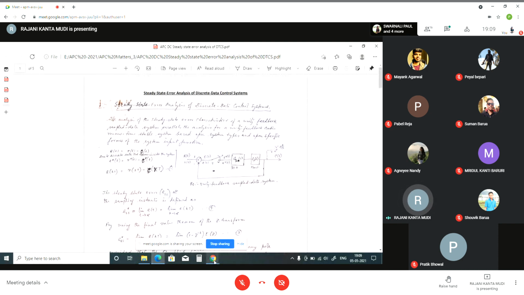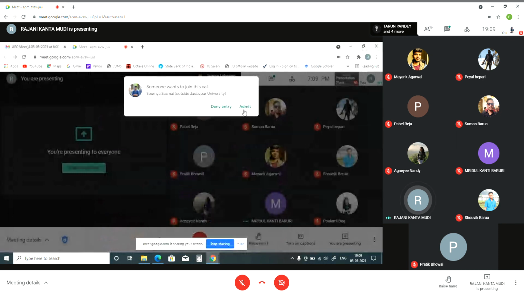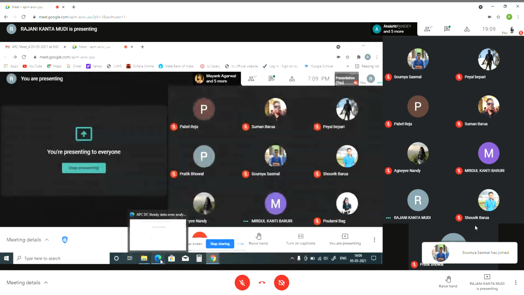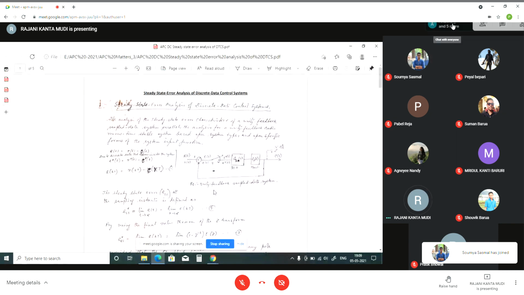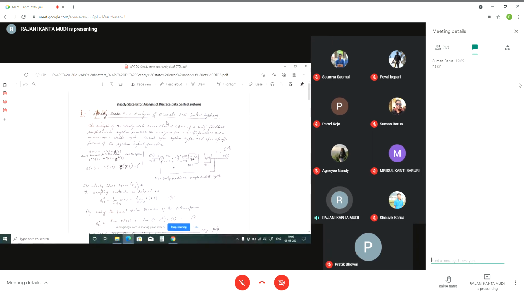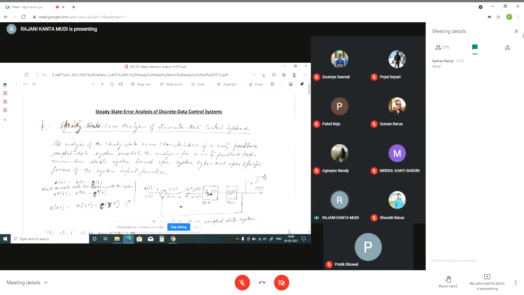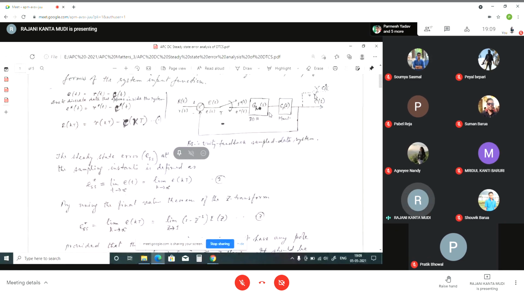Now, to study the steady state behavior of the discrete time system in the Z domain, that is, steady state analysis of a discrete data control system. You see the typical unity feedback sampled data control system. This is a sampler followed by a zero order hold, then the plant. There is a proportional controller with unity gain.